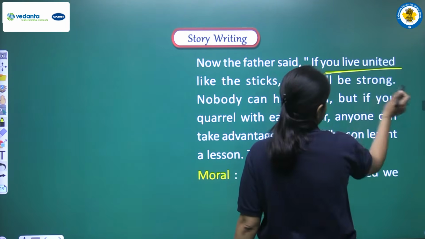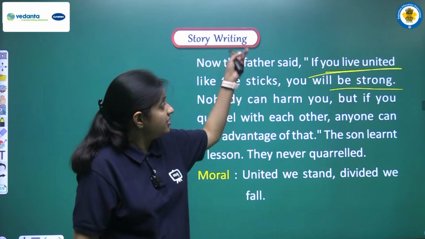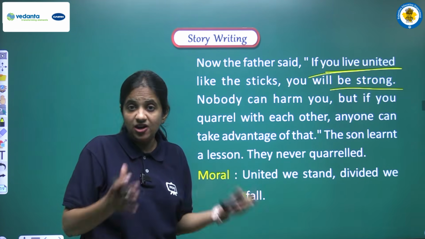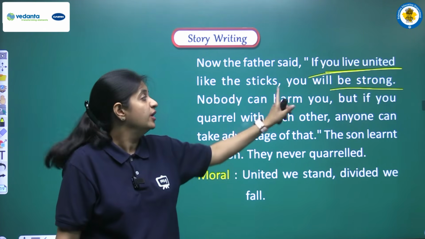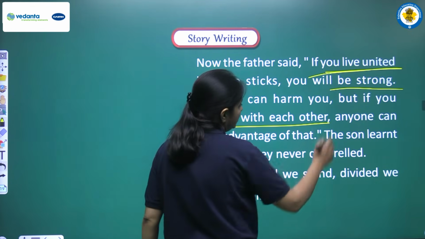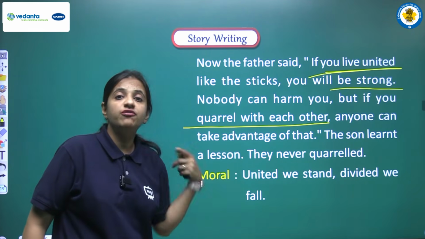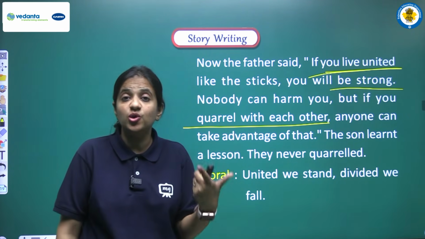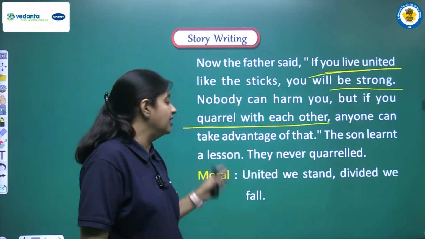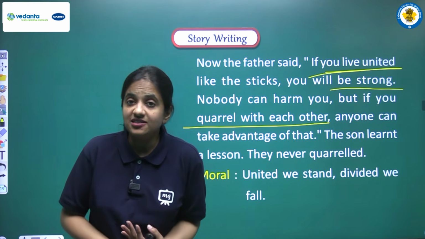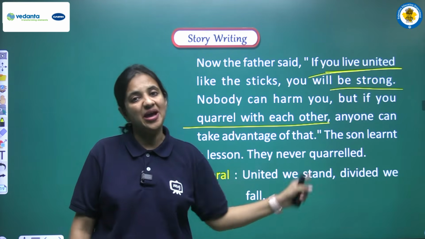This was the lesson that the father gave to his sons: if you live united, just like the bundle of sticks, then you will be strong and nobody can harm you. But if you quarrel with each other, if you are like a single stick, then anyone can take advantage of you, anyone can harm you. Anyone can break you just like the stick. So finally the sons learnt a lesson. They realized this thing, and never again did they quarrel; they left this bad habit.